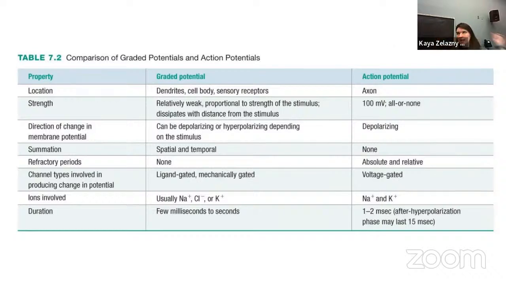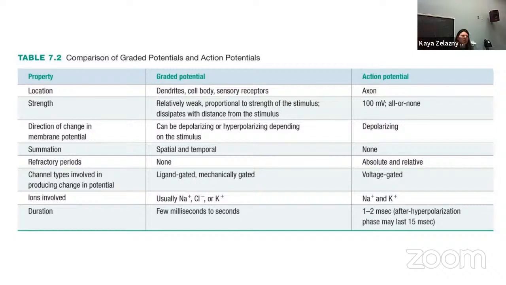Graded potentials are pretty weak. We have small potentials and larger potentials. Graded potentials are variable in size. Action potentials are all or none. And so the 100 millivolts, because we're going from -70 to 0 and then plus 30 more to get to positive 30, they are always at the same exact size.